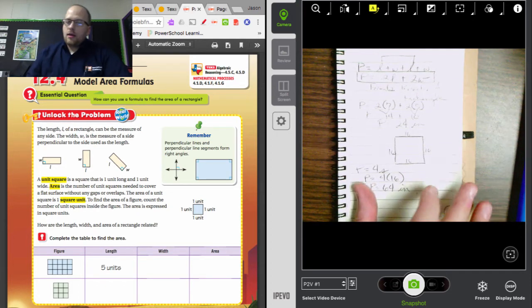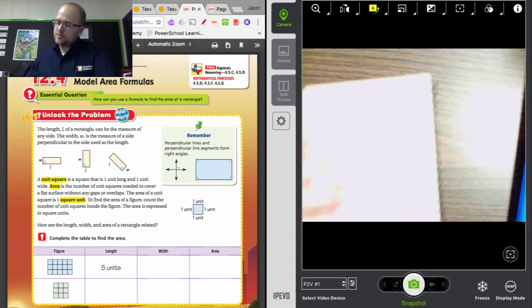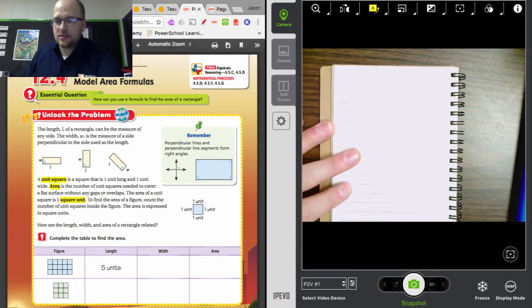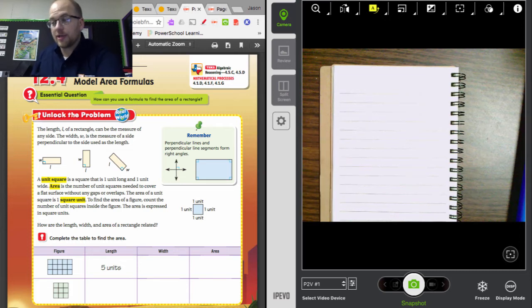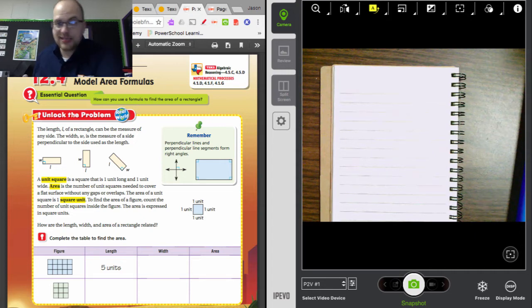So area, if you can think of it this way, is the amount of space that a two-dimensional object takes up. Okay, the amount of space that a two-dimensional object takes up. And a unit square is a square that is 1 unit long and 1 unit wide. Now that unit might be an inch, it might be a centimeter, it might be a yard, it might be a foot. But it's 1 by 1.